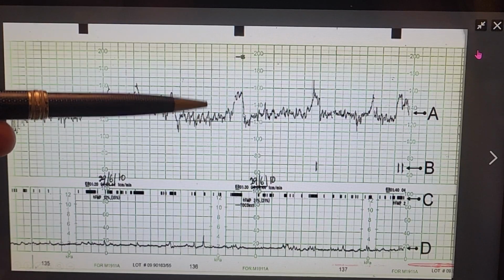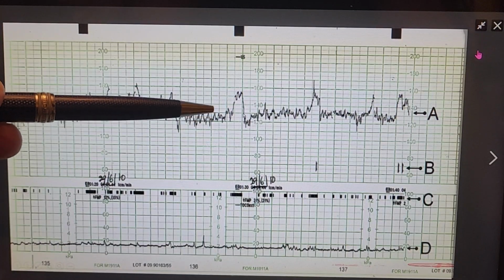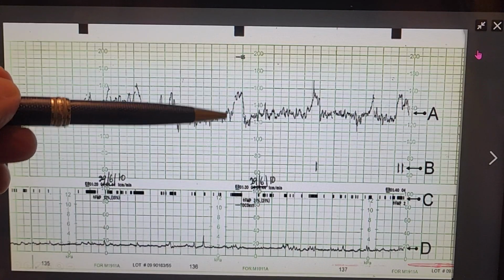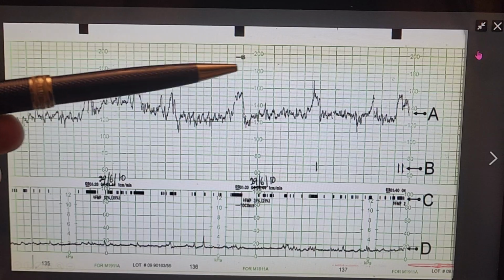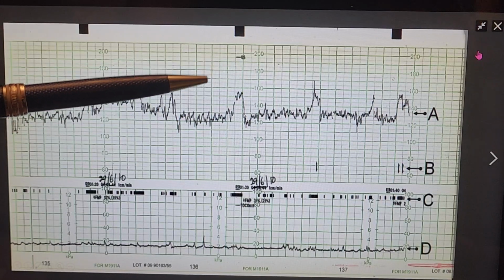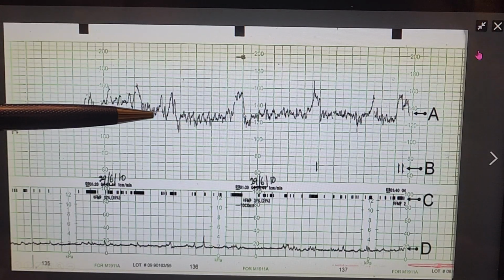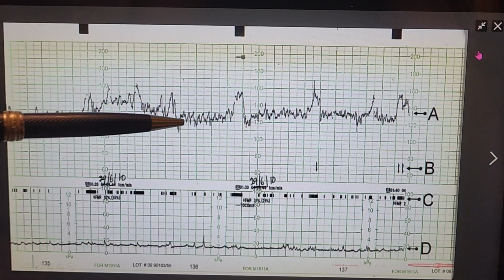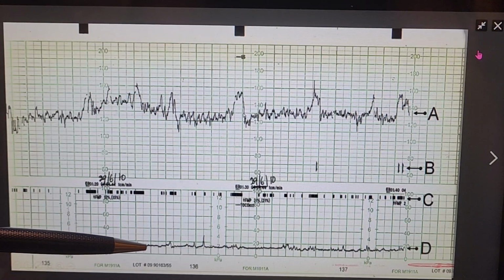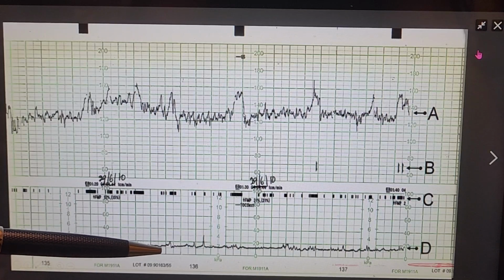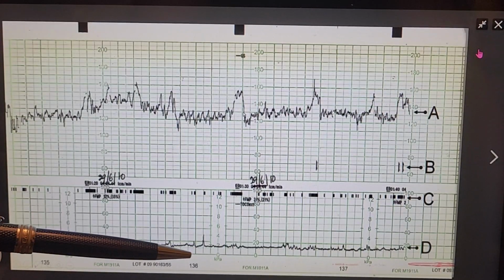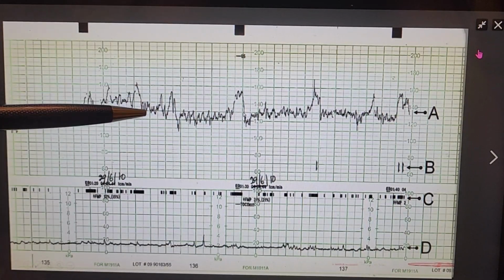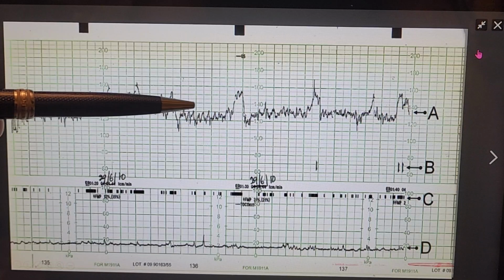So what is beat to beat variability? This is the difference between each beat and the next one, and it should be at least 5. In a healthy baby, you should not have a flat line. Here, if we consider this as fetal heart, which it is not, but assuming it were, a flat line would not be reassuring. This is just an example. So this is a good beat to beat variability.